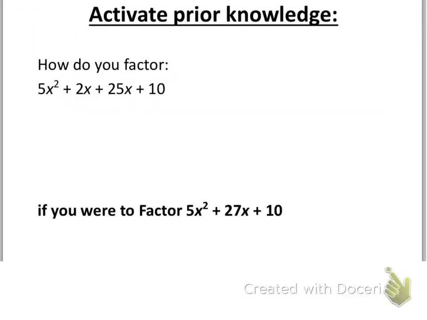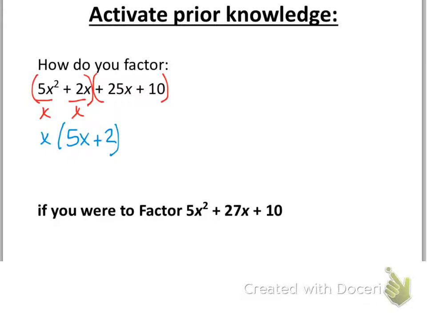All right, so let's think back to how we factored a problem that looked like this. We want to first check to see if there's a GCF. Is there a number I can divide everything by? There's not. So option 2 is to group, factor by grouping. So the first two numbers can be divided by a common factor of x. So I get x, 5x plus 2.